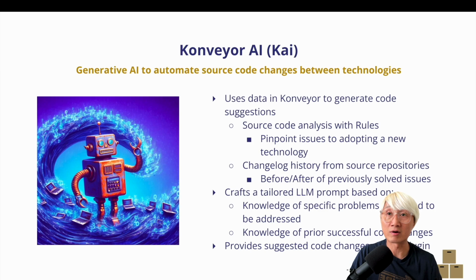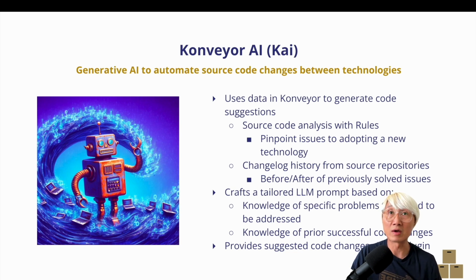Konveyor analyzes your application, including binary and source code, for example Java classes and Java files, properties, YAML files, and even some of the configuration files. And then it provides the migration issues. It could be 100, it could be 1,000, depending on how big the application is. That's not enough for a developer. As mentioned earlier, you have zero experience developing in new technology, for example Quarkus.